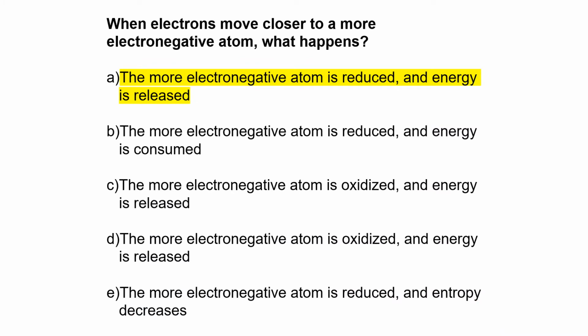So here again, this one is the right answer. And this one, B, is wrong because energy is not consumed. The more electronegative atom is oxidized: this is wrong. And the more electronegative is reduced and the entropy is never going to decrease: this is wrong. So as you can see, the only answer is this one, where both components of the question are correct.